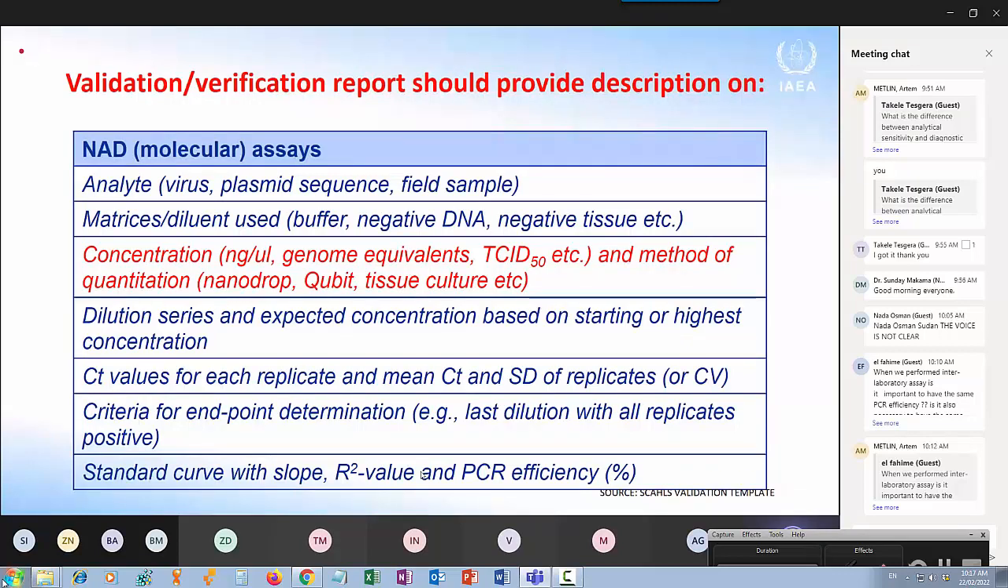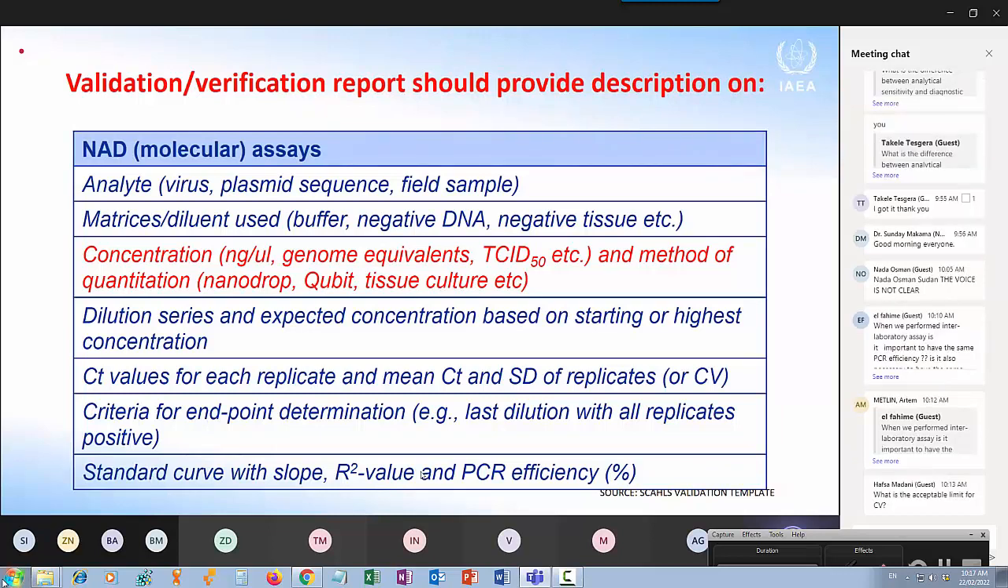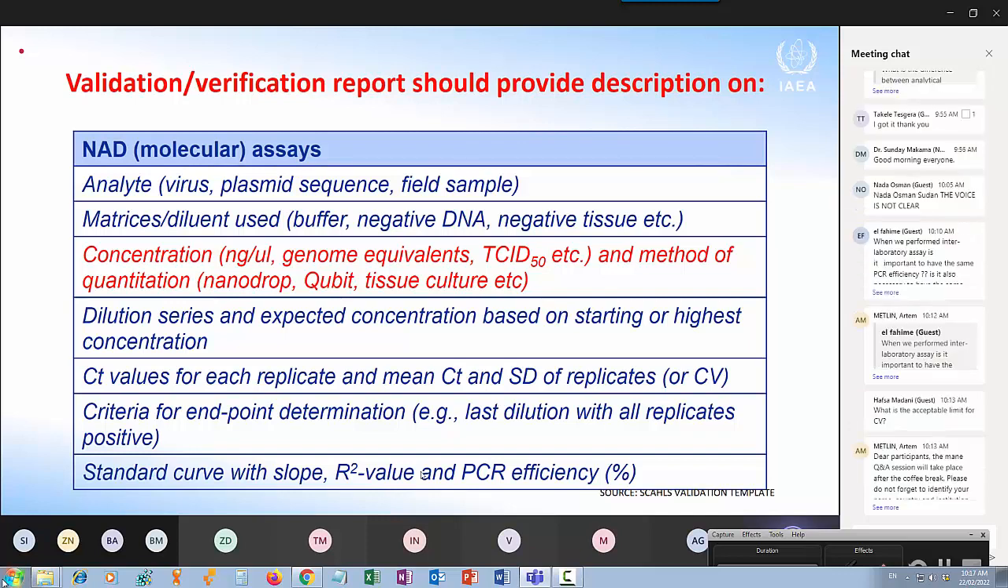We will discuss tomorrow the repeatability and reproducibility, and on Thursday the measurement of uncertainty. When we finish this, all these parameters should be included, and it will give us our final key, let's say, how we will express our results, how we will actually interpret the final results. And of course, as I previously said, in the verification report we should include the values for the standard curve with the slope, R2 values, and the PCR efficiency value.